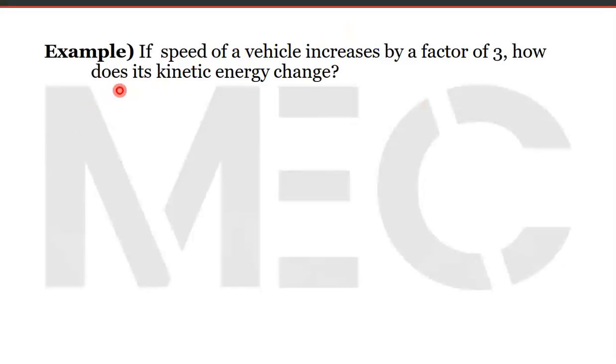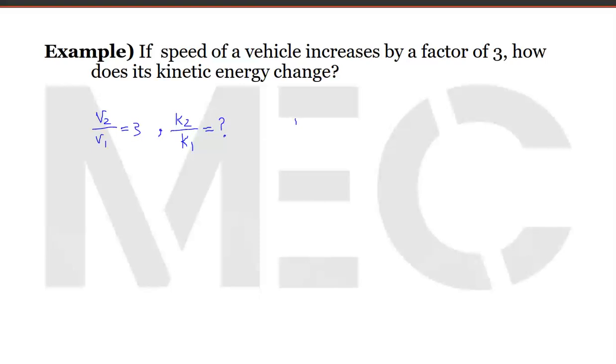Let's continue with an example. If the speed of a vehicle increased by a factor of 3, how does its kinetic energy change? I can write v2 over v1 is 3, because v2 means the speed after the change and v1 is the initial speed. The question asks, how does the kinetic energy change? What is K2 over K1?